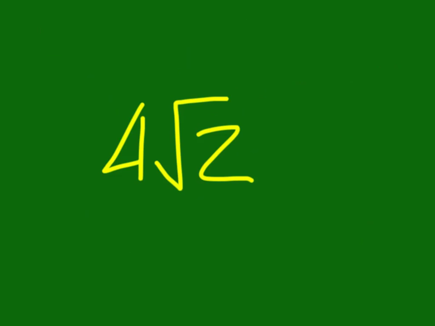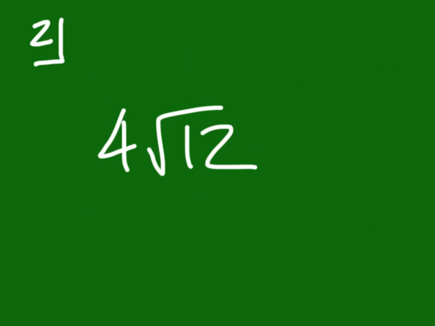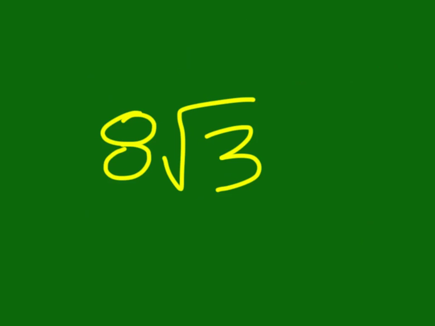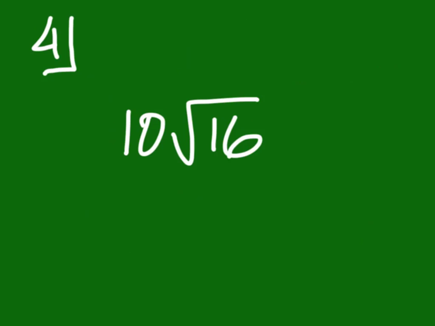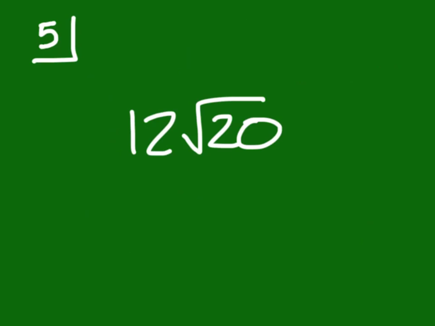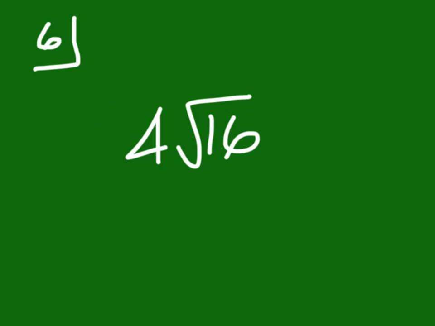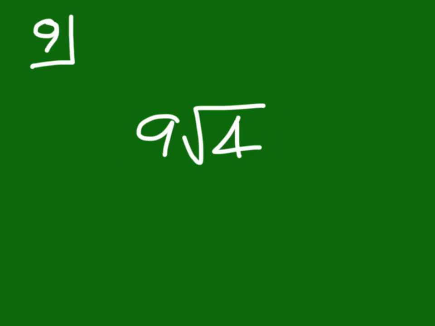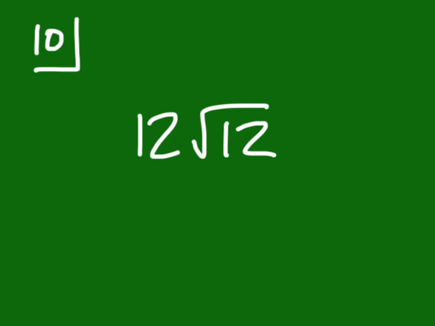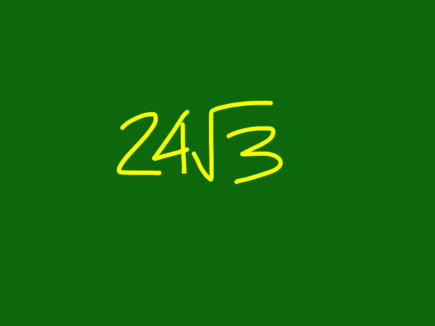4 over 2, or 4 square root of 2. 8 square root of 3. 12 square root of 4. 12 square root of 6. 20 square root of 4. 40. 24 square root of 4. 24 square root of 5. 16. 15. 20 square root of 7. 18. 24 square root of 3.